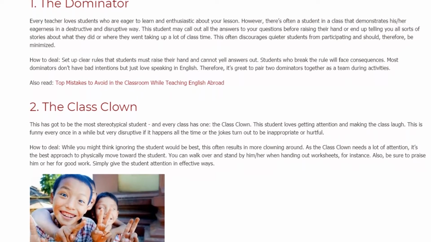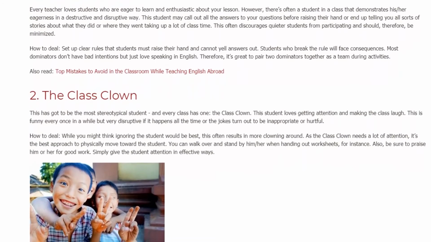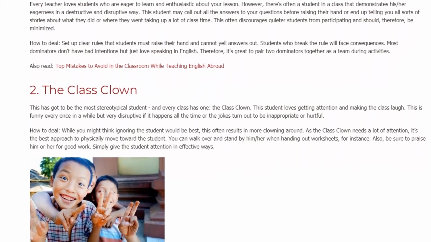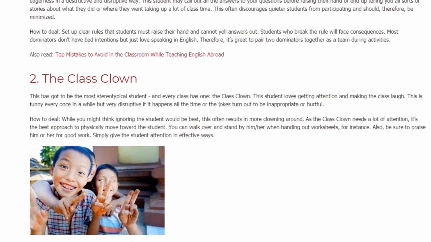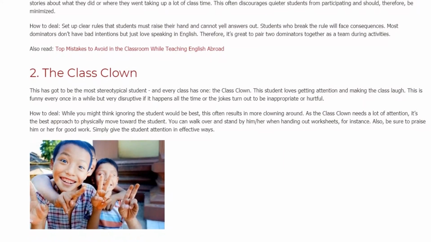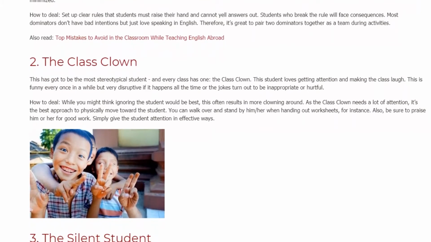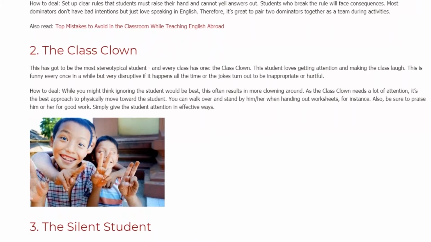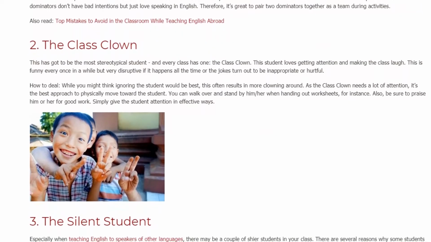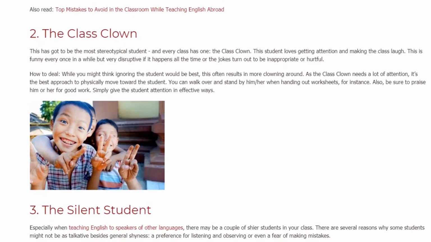How to deal: while you might think ignoring the student would be best, this often results in more clowning around. As the class clown needs a lot of attention, it's the best approach to physically move toward the student. You can walk over and stand by her when handing out worksheets, for instance. Also, be sure to praise him or her for good work. Simply give the student attention in effective ways.